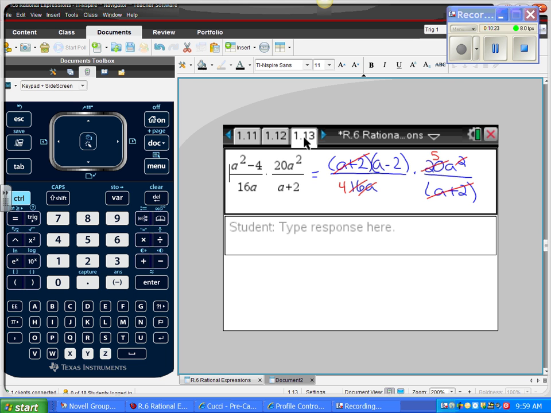Okay? So let's look at what I'm left with. I'm left with, in the numerator, and don't forget that these pieces haven't gone away, they're still there, 5a times a minus 2, and in the denominator I'm left with just a 4. Okay? So you can simplify diagonally and vertically, never horizontally.